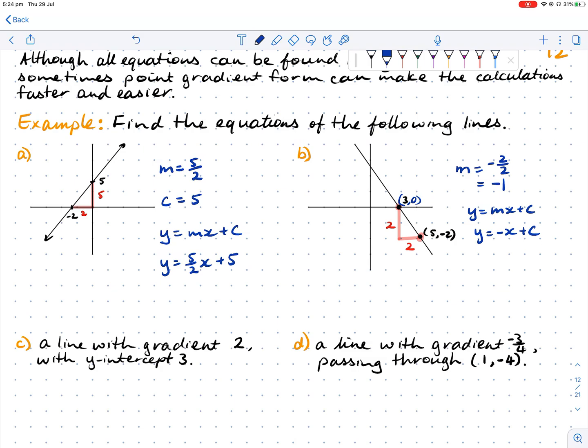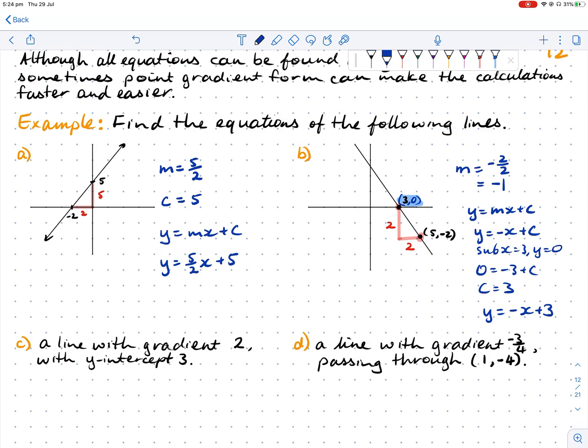So what I'm going to do is substitute in the x-intercept, just because it makes it easier since we're putting in y equals 0. So we're going to sub x equals 3, y equals 0 into the equation. So we get 0 equals negative 3 plus c. So c is equal to 3. Now that we've got our c value, we can put it back into our original equation, and then we've got our answer. y equals negative x plus 3. Okay, and that's our final answer.